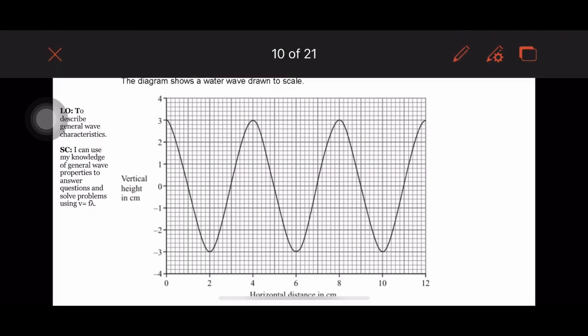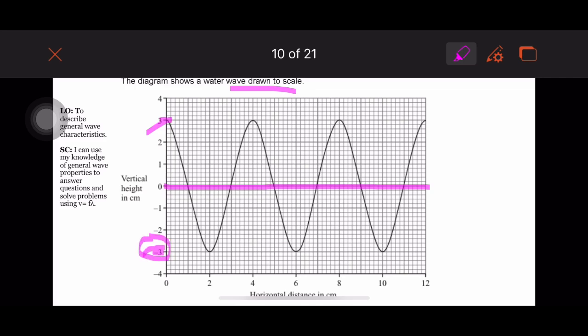This is a little bit more technical than the others. So let's say that this is a water wave. So it says there in your question is a water wave. Now this is the rest position. This is the highest point where it can reach, and this is the lowest point it can reach.